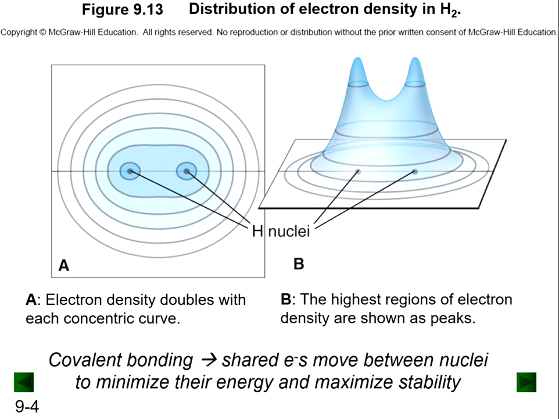In panel B, we can see a side-on picture of this, kind of a topographic map. You can see the peaks in electron density at the nuclei, but you also see very large, substantial electron density between the two nuclei. So we see that covalent bonding involves shared electrons moving between the nuclei to minimize their energy and maximize stability. That's what holds together covalent bonds.